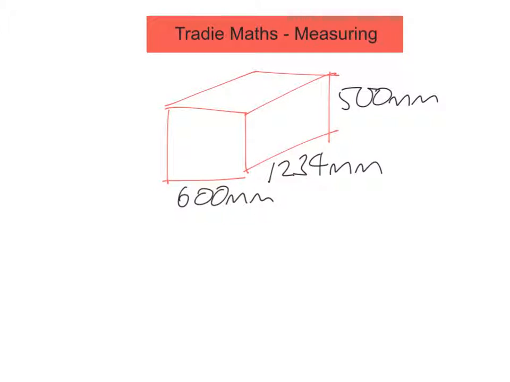Here's another question. Let's see if you can get how many meters this is too. This is a box. So you're making a box to put something in, and the measurements on the side are 600 millimeters, 1,234 millimeters, and 500 millimeters. So turn the video off, give it a go, and see if you get the same answers as me when you turn it back on.